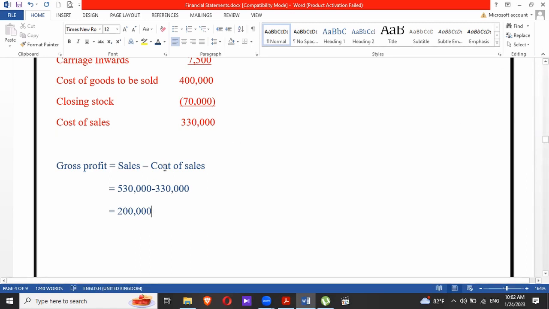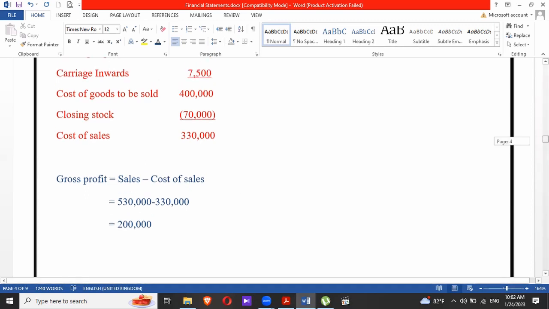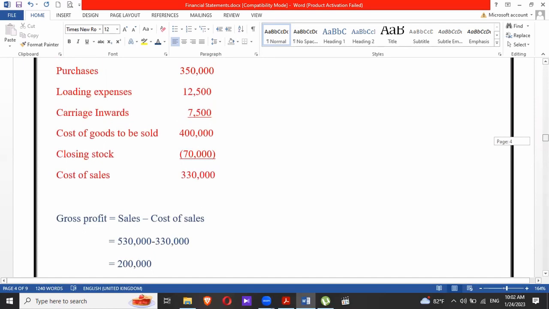Sales minus cost of sales. Sales value given as 530,000. Cost of sales value given as 330,000. So 530,000 minus 330,000. Gross profit equal 200,000. Right? If you have any doubts up to now, you can ask.